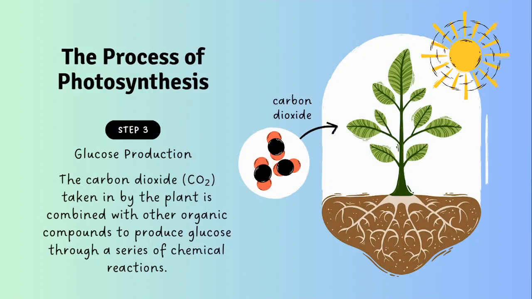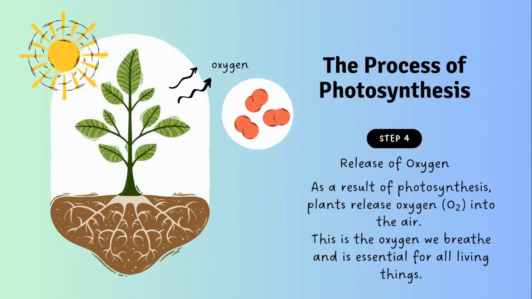Then in the next step, the glucose production occurs. The carbon dioxide is taken from the atmosphere and combined with organic compounds to produce glucose through a series of chemical reactions. And in the next step, the release of oxygen occurs. As a result of photosynthesis, plants release oxygen into the atmosphere, and this is the oxygen we breathe and other living organisms use for various things. Correct? So this is the overview of photosynthesis. Let's dive deep into this.